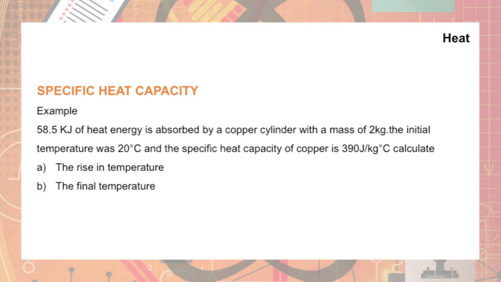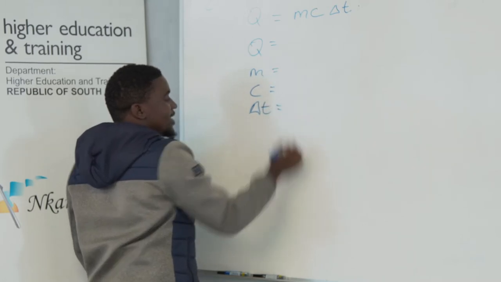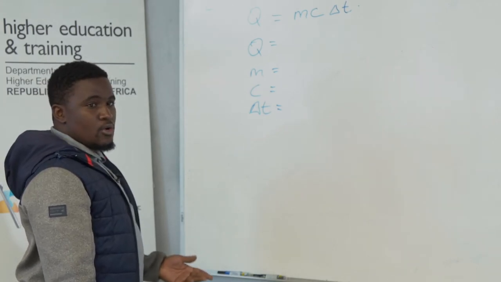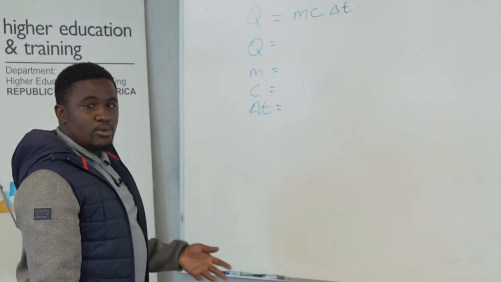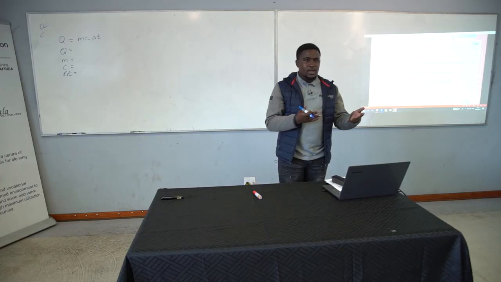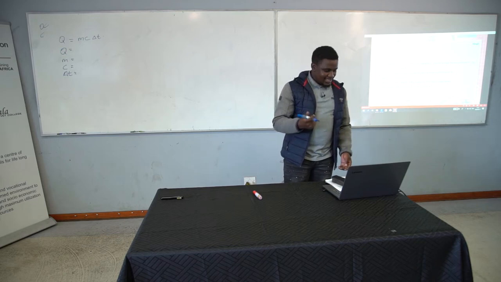But now, before you can calculate the rise in temperature, you must have your knowns. First, you have Q, you have M, you have C, you have your change in temperature. Then we need to find our knowns. At the end, the unknown will be the variable that we are looking for. Hence, they said the rise in temperature. We can all see that they want the change in temperature.